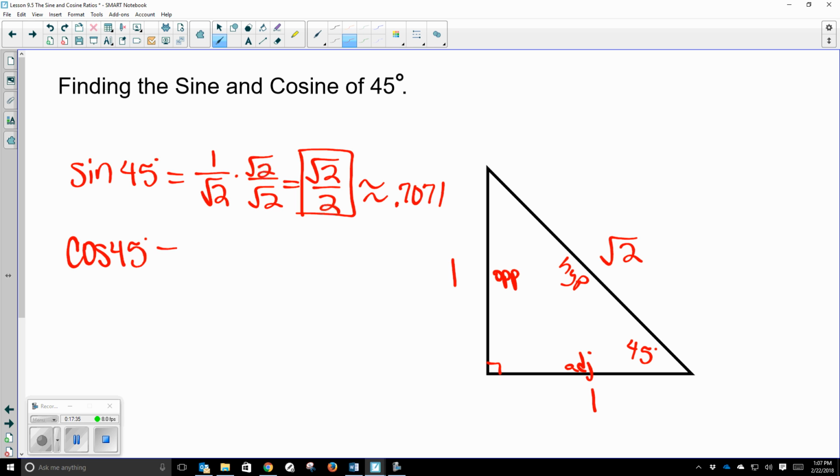The cosine of 45 degrees is adjacent side over the hypotenuse. And because I already did everything over here, I know that 1 divided by the square root of 2 is the square root of 2 over 2, which is approximately 0.7071. You only have to give me this as an answer, but we're just checking. Let's now do the cosine of 45 degrees. Same thing, 0.7071.